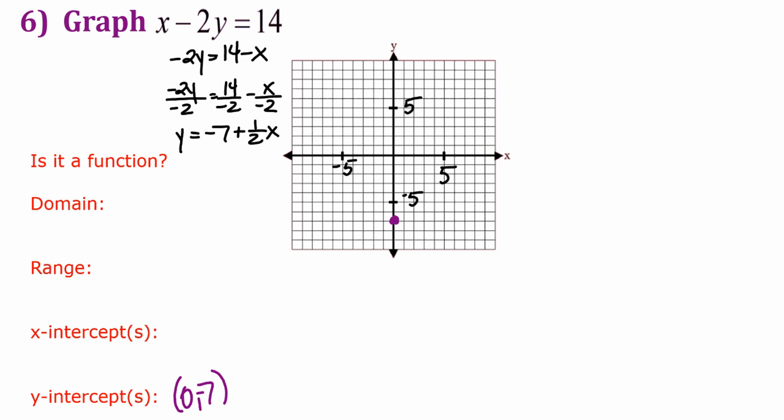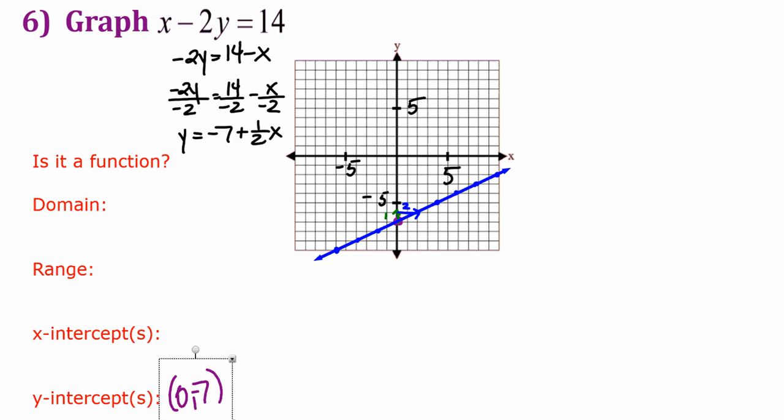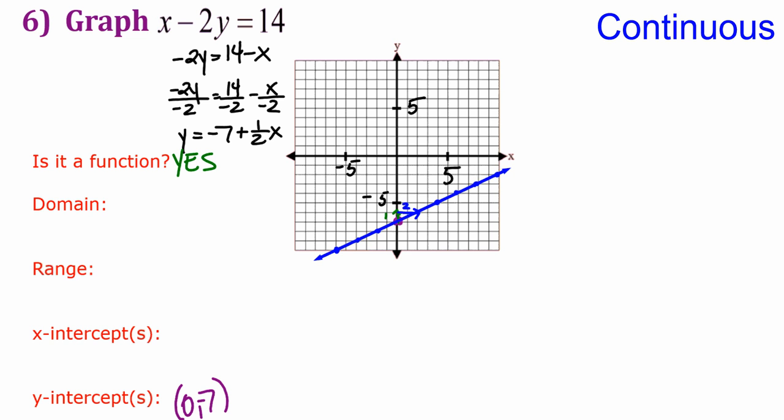How can we generate more points for our line? Well, we're going to find the rate of change, the slope. And we can see in our equation the rate of change, our slope, is 1/2. That means we're going to be going up 1 unit and to the right 2 continually to get the points on our line. So we know that this is a continuous relation. Is it a function? Yes, it is. Every input has one output.